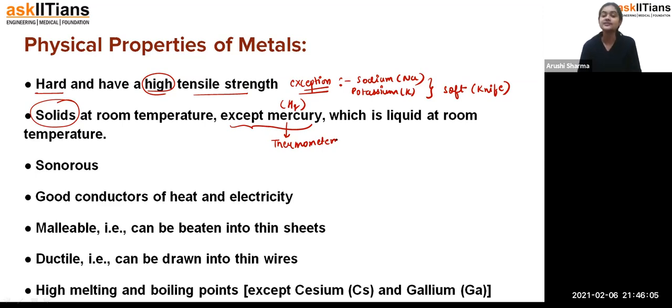Okay, so that's how, students, mercury is filled in the thermometer as the filament, and that's why mercury exists in the liquid form at room temperature. So again, it is the exception.